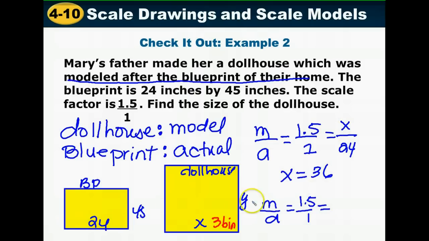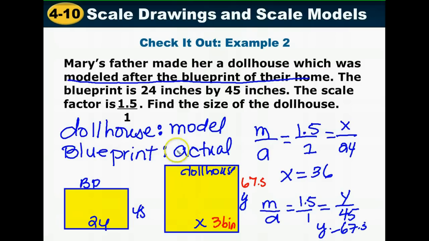This time we're solving for y on the model that we do not know. And this time on the blueprint, on the actual one, it's 45. And let's go ahead and multiply those two. And we get 67.5. Now, this problem could be a little confusing. It is confusing if you do not read. So you need to read and also draw it out so you do not get confused like I did here.